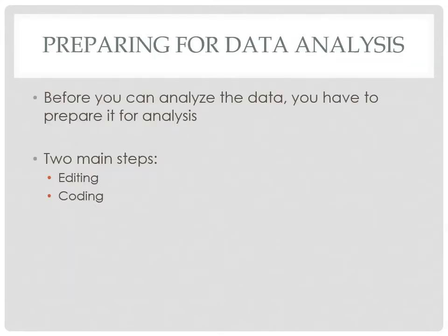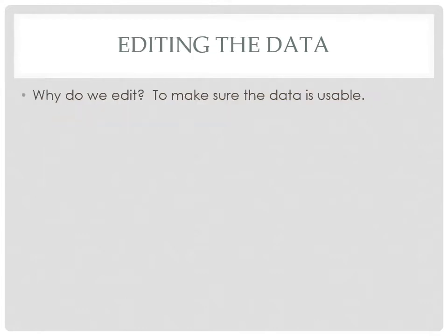Before we can actually analyze all the data that we collected, we have to do some simple things to prepare it for that analysis. There are 2 main steps here, editing the data and coding the data. While the phrase editing the data makes it sound like we're going to change people's answers, that's not what we're doing here. What we're doing in the data editing phase is we're making sure that all of the data that we collected is usable, that people reported information in a way that we can analyze.